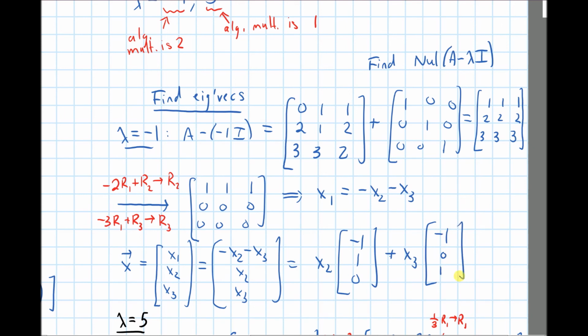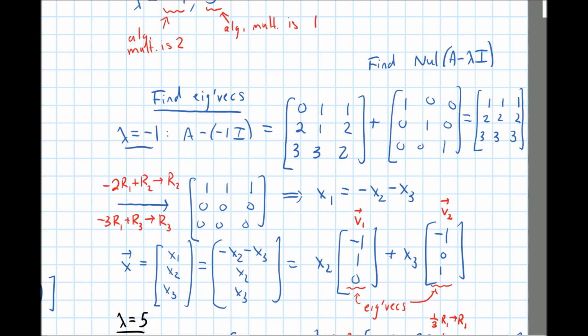Okay. So at this point, if I wanted to form a basis of eigenvectors, I could just take this vector that I see here and this vector that I see here, and these would be my basis of eigenvectors for this eigenspace. I'll call this one B1, I'll call this one B2. These are two linearly independent eigenvectors for this eigenvalue, lambda equals negative 1.